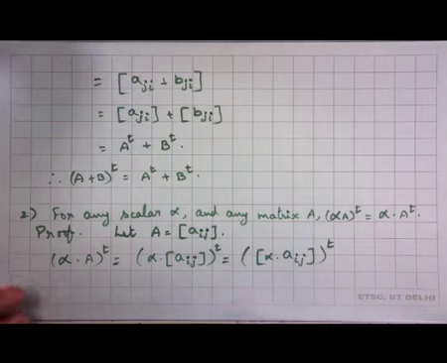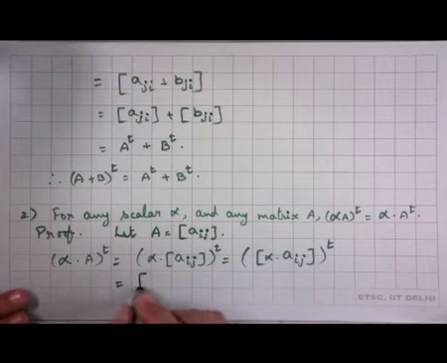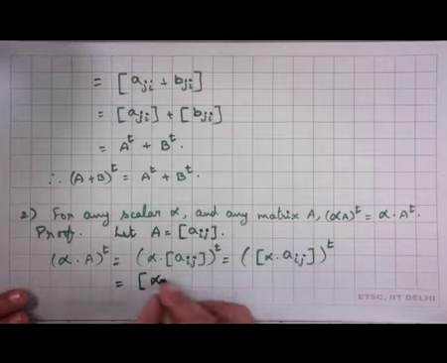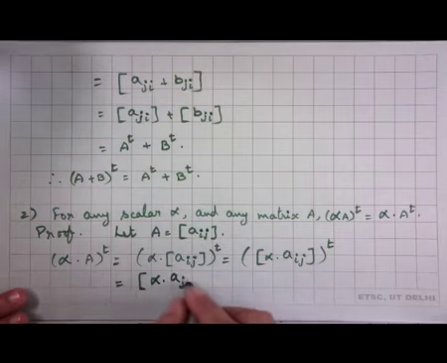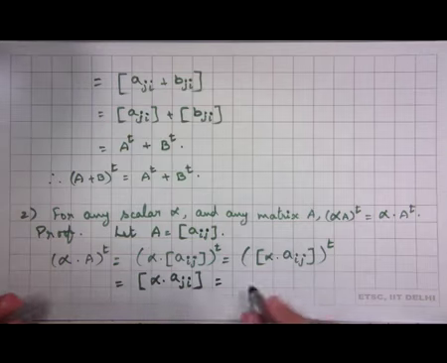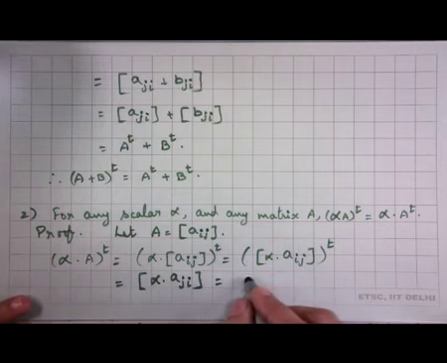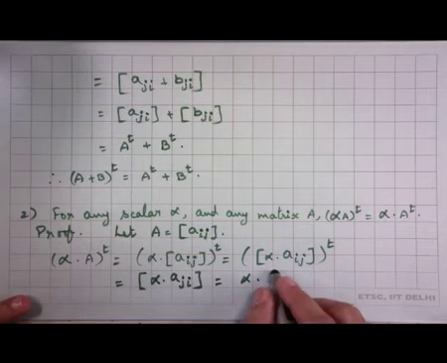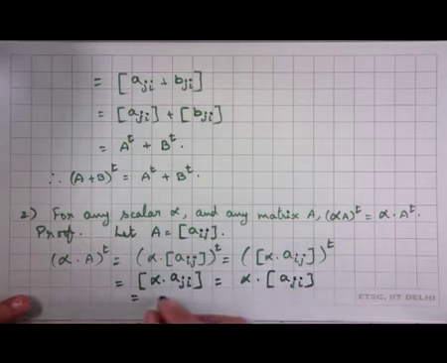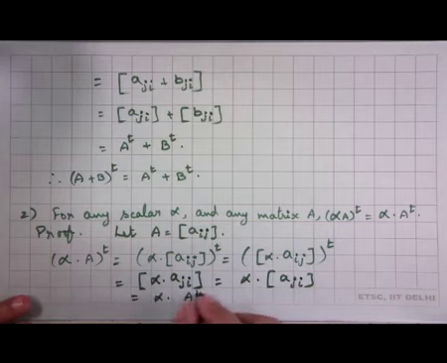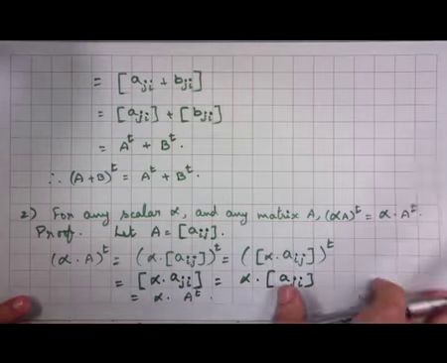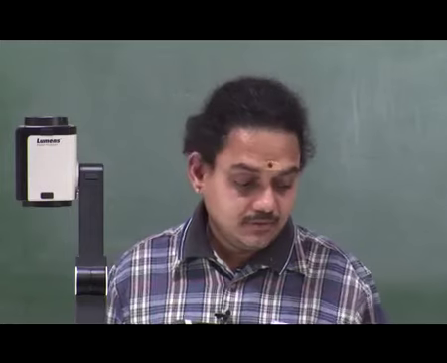I need the transpose of this. So, this is going to be the matrix with entries alpha times Aji, which is equal to, by my definition of scalar multiplication of a matrix, alpha times Aji, which is the same as alpha times A transpose, right. Thus, we have what we wanted.